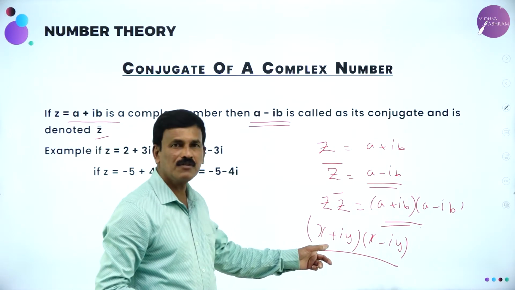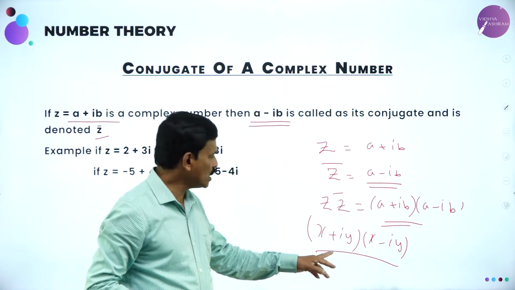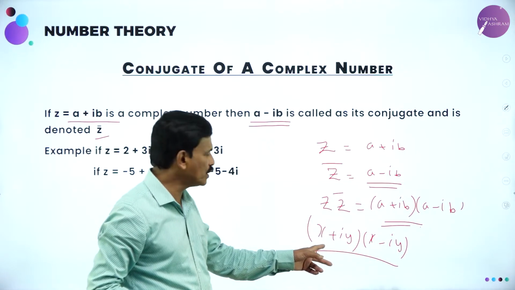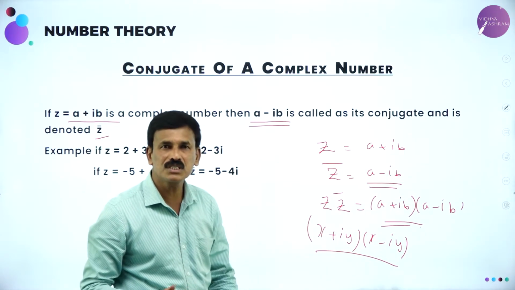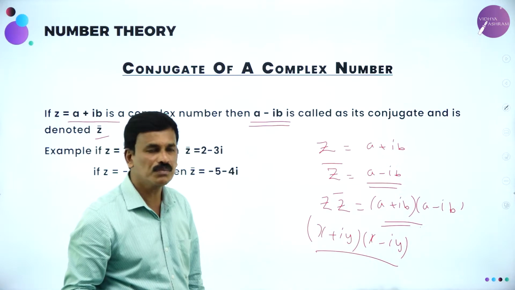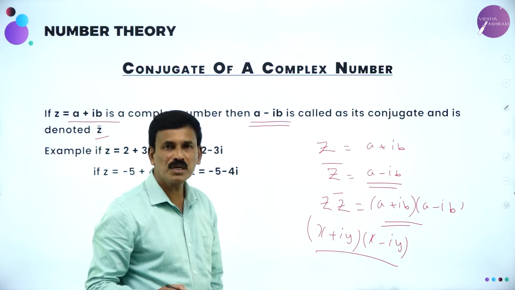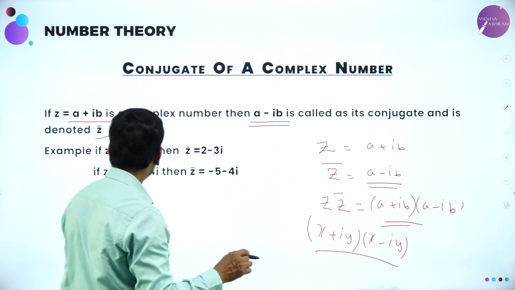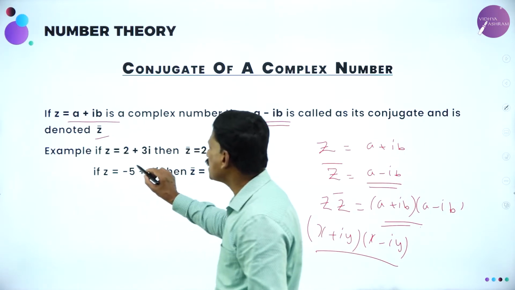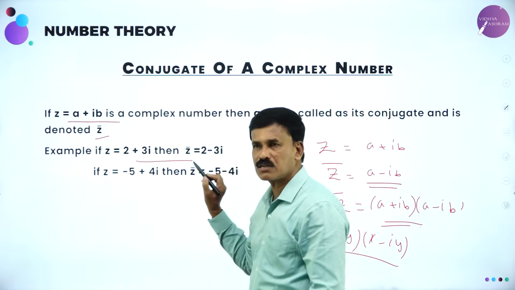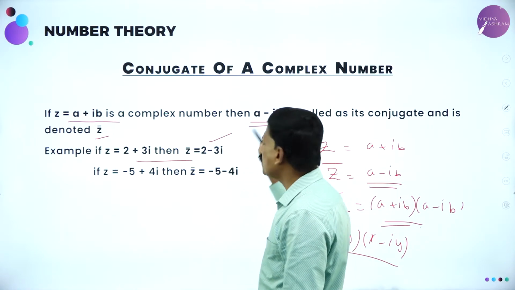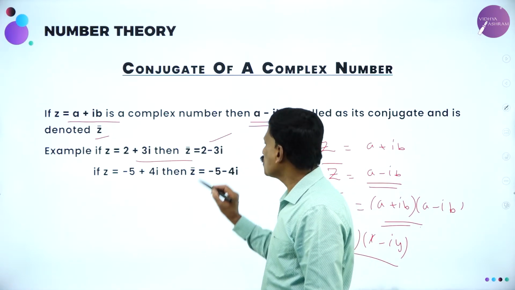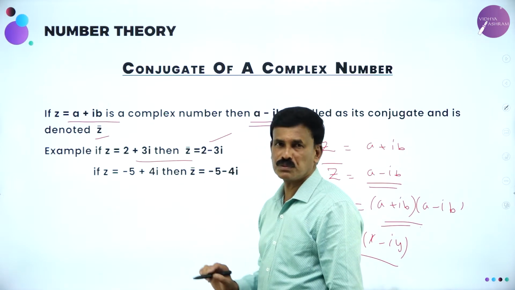So if x plus iy is a complex number, then change the sign of the imaginary part, that is x minus iy, which is called the conjugate of the complex number. If z is a complex number, then the conjugate is denoted as z bar. Now let us take an example. Suppose z is equal to 2 plus 3i, then z bar is equal to 2 minus 3i. So 2 minus 3i is the conjugate of 2 plus 3i.